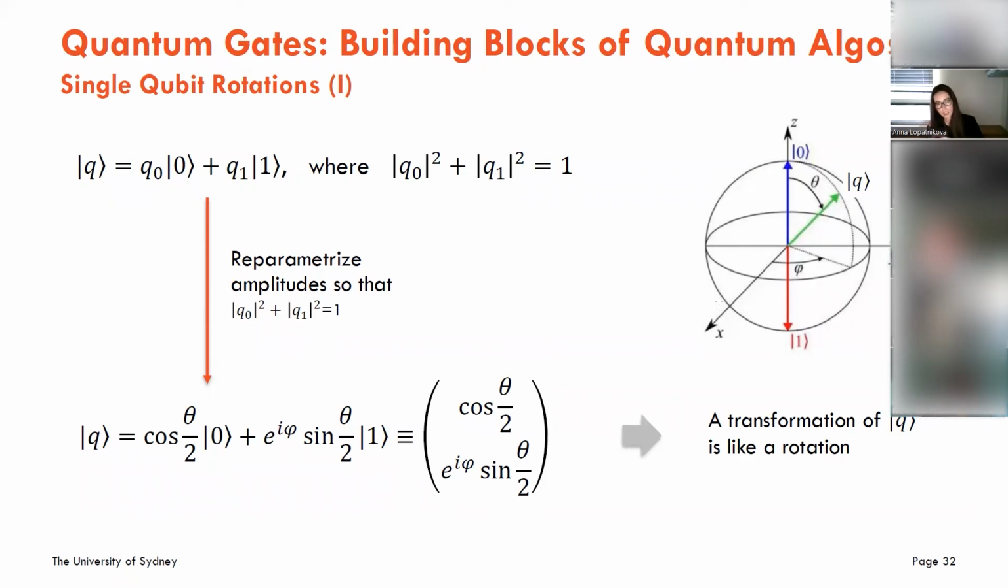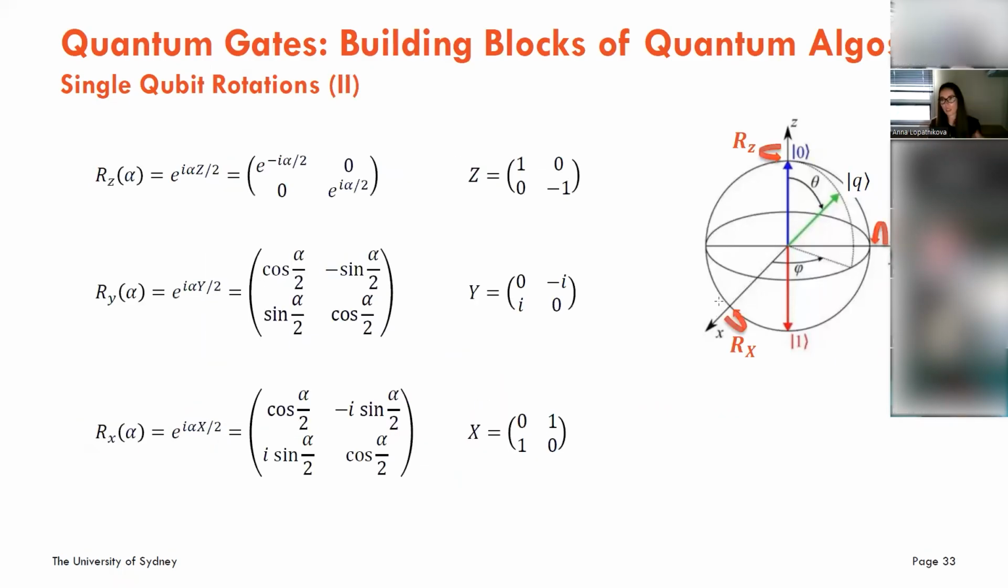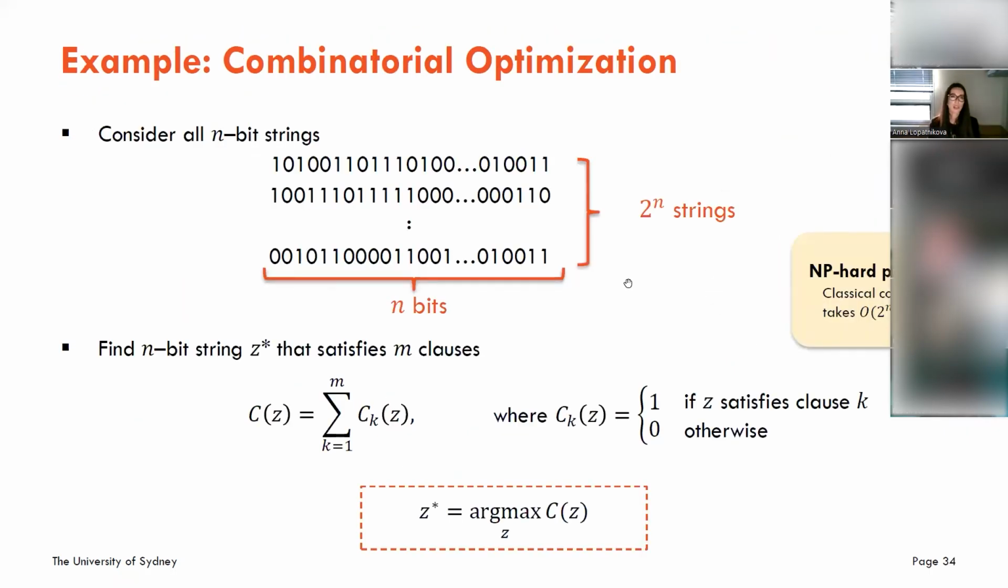The idea is that you can reparameterize the qubit, kind of to consider it like a vector in a sphere. And so think of qubit manipulations as rotations of this vector in a sphere. That's all we need to know. So the quantum approximate optimization algorithm gives an approximate answer to a combinatorial optimization problem. Combinatorial optimization is NP hard.